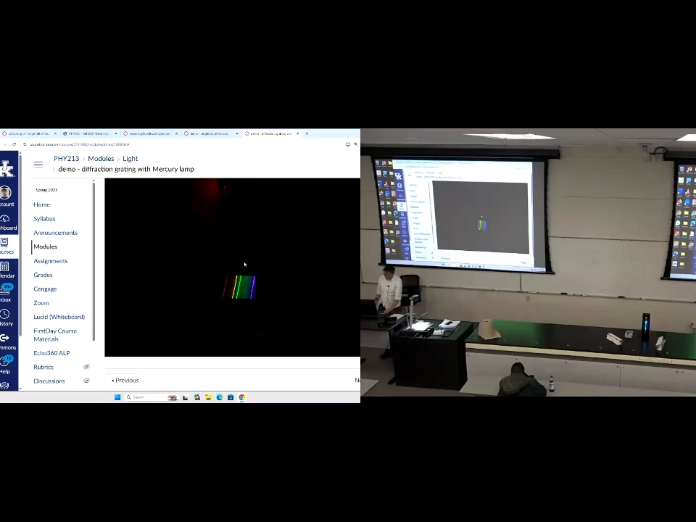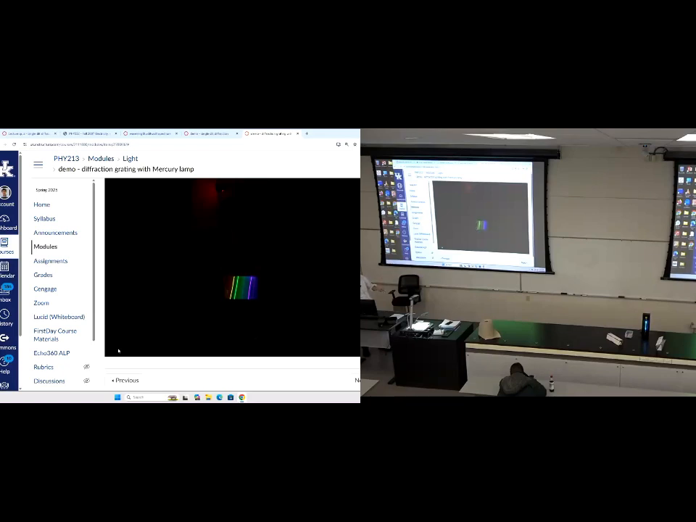Here it is. It's not a very exciting video, but not much goes on. But with a diffraction grating, I'm shining that blue light on a diffraction grating, and I'm getting this pattern.